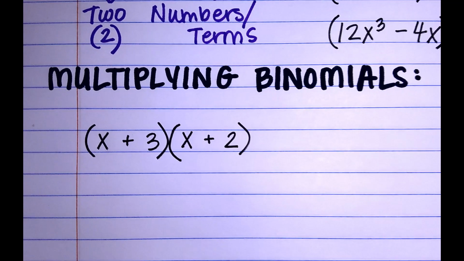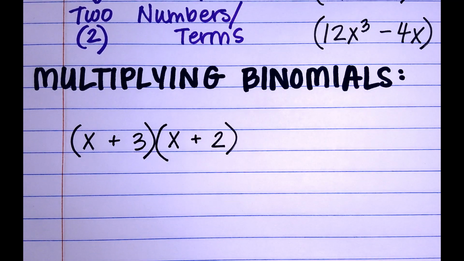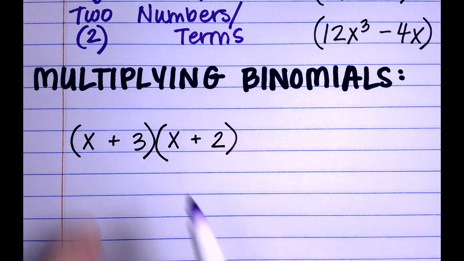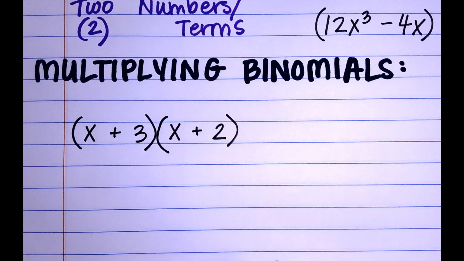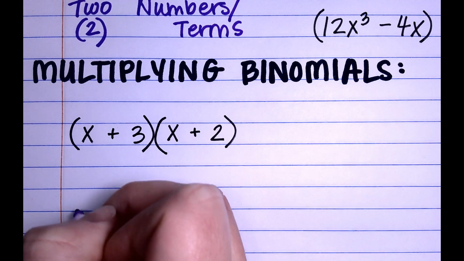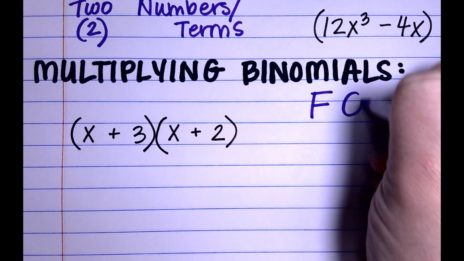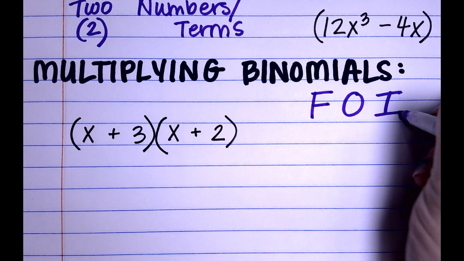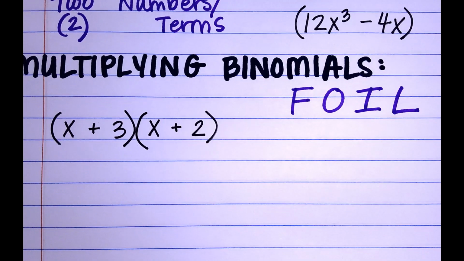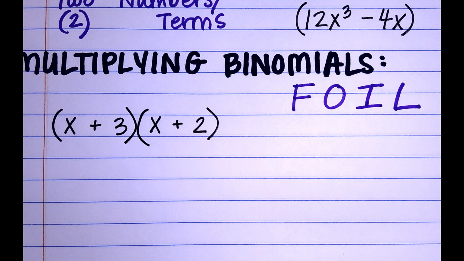There are two methods that we're going to learn about. The first method I'm going to teach you today is called the FOIL method. Has anybody ever heard of the FOIL method? This might be the first time you've ever heard it. So here's what we're going to do. I'm going to write over to the side FOIL, FOIL, and I'll show you what that means.